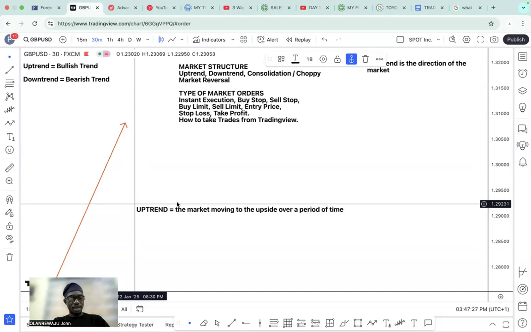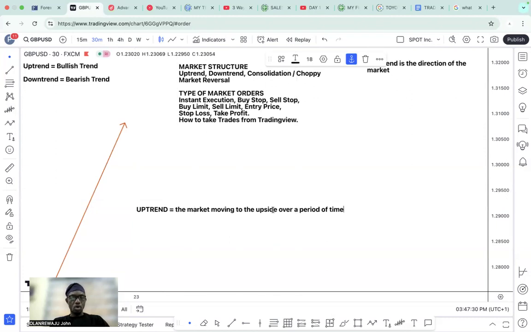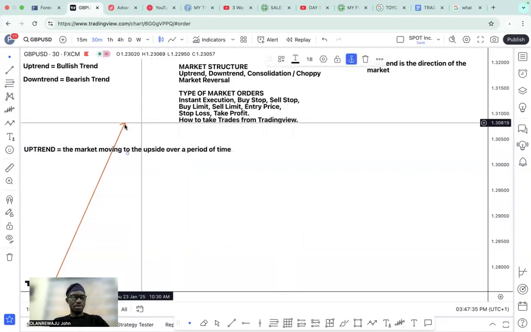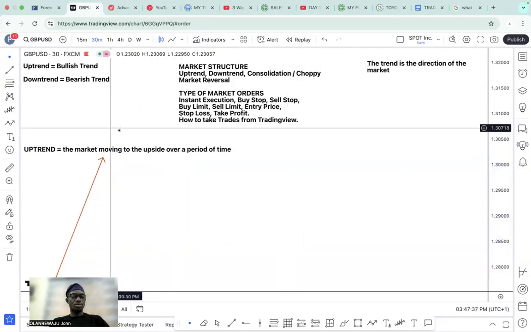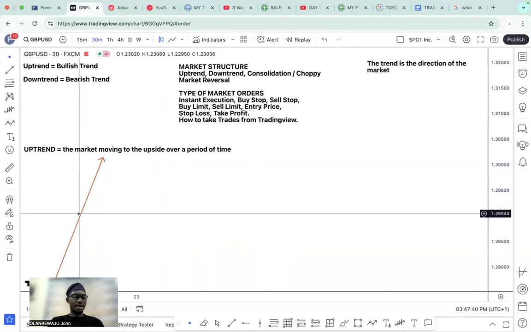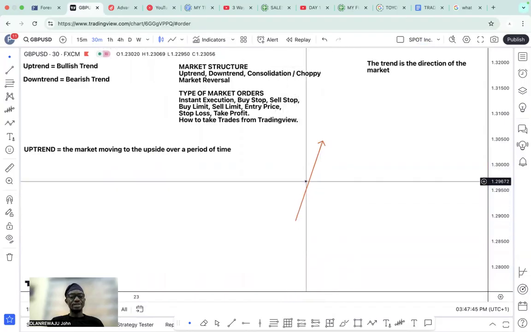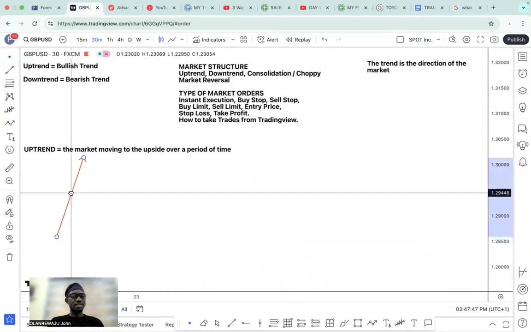Over a period of time, the market was observed to be doing what? To be moving up. That's an uptrend. Now, remember I said that the market has characteristics. For every uptrend, there are things you would see that would let you easily conclude that, okay, from this thing that we are seeing, although the market is doing zigzag, the market is actually in an uptrend.